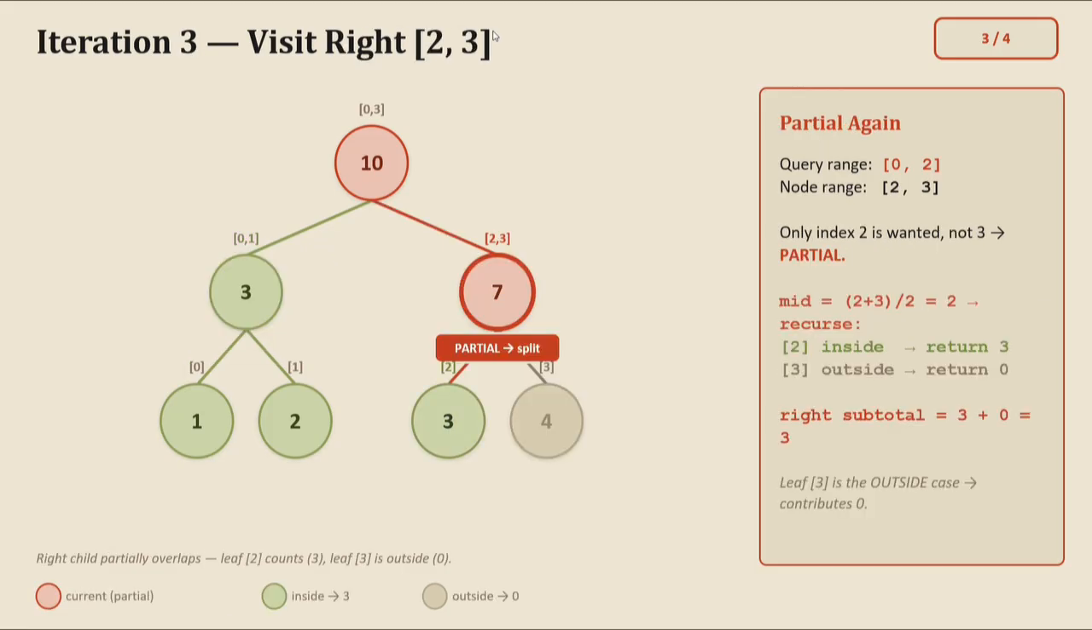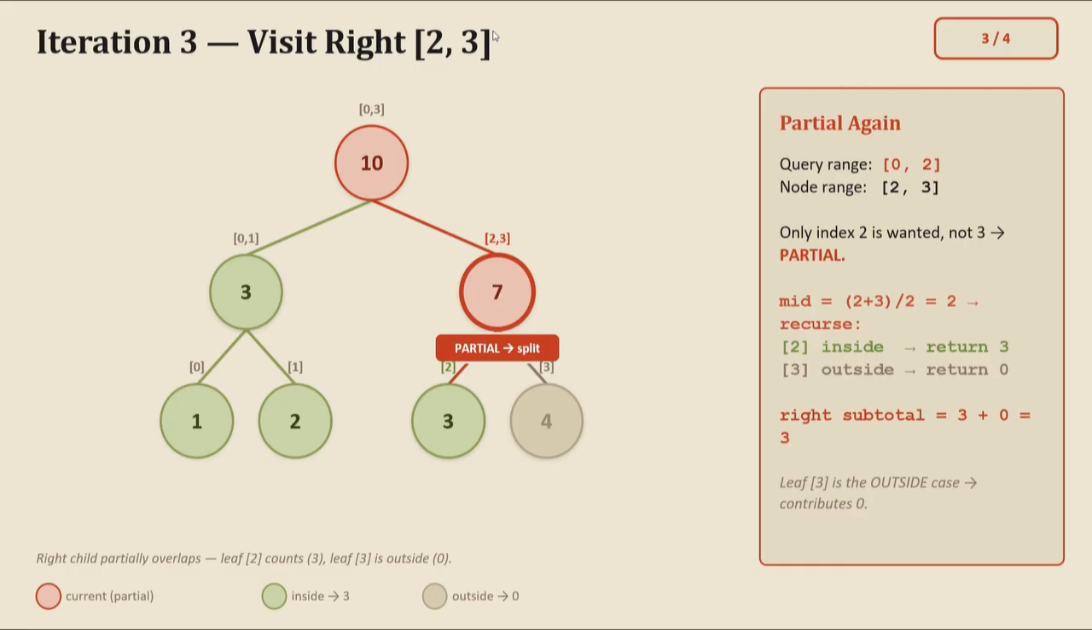Now we visit the right child, which covers index 2 to 3 and stores the value 7. That's second index of array A plus third index of array A, which equals 3 plus 4. We compare index 2 to 3 against the query index 0 to 2. The overlap is only partial. We want index 2, but not index 3. So this is another partial overlap.